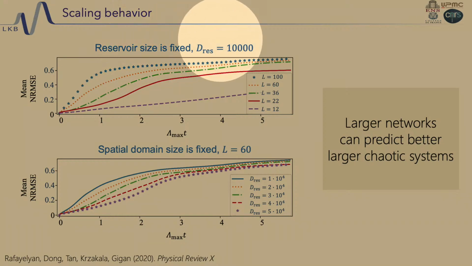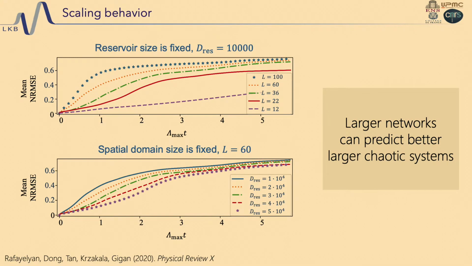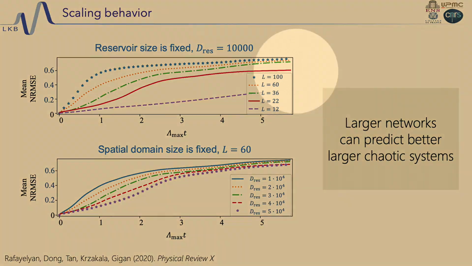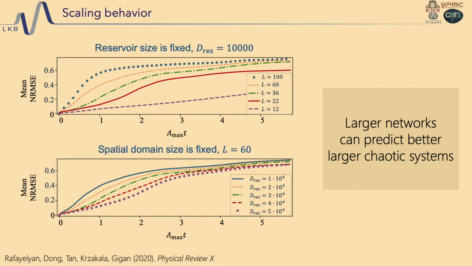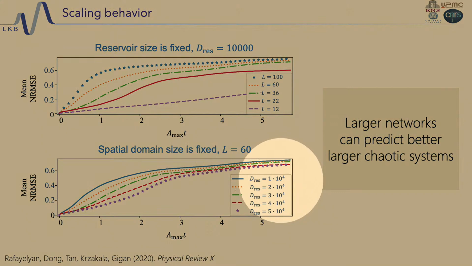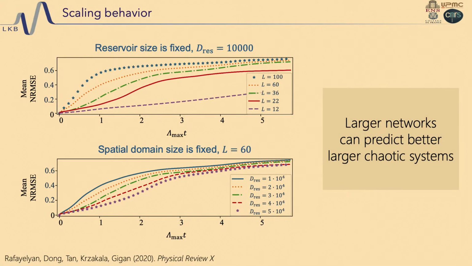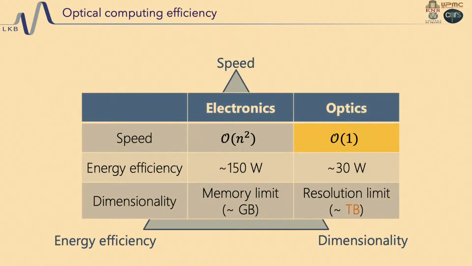We could actually show the error as a function of time, for a fixed reservoir size and increasing the size of the time series, meaning how many spatial modes we encode, so how complicated the time series is. You can see that of course, the more complex the time series, the more difficult it is to predict. But if we fix the time series to a certain spatial dimension, we can see that by increasing the number of neurons, we can improve the quality of the prediction to later times.